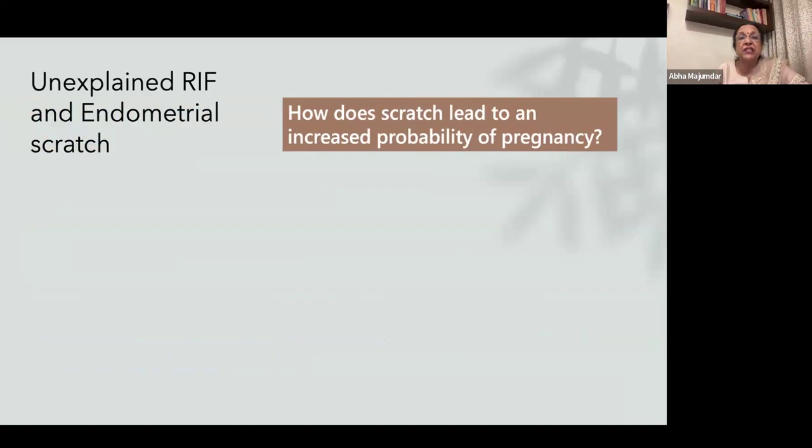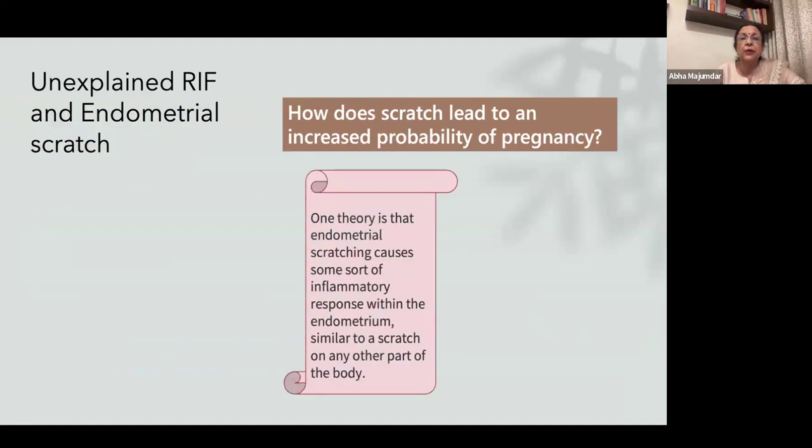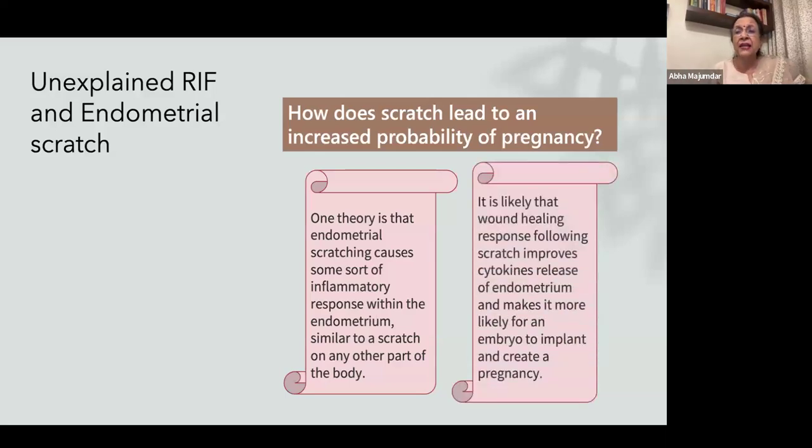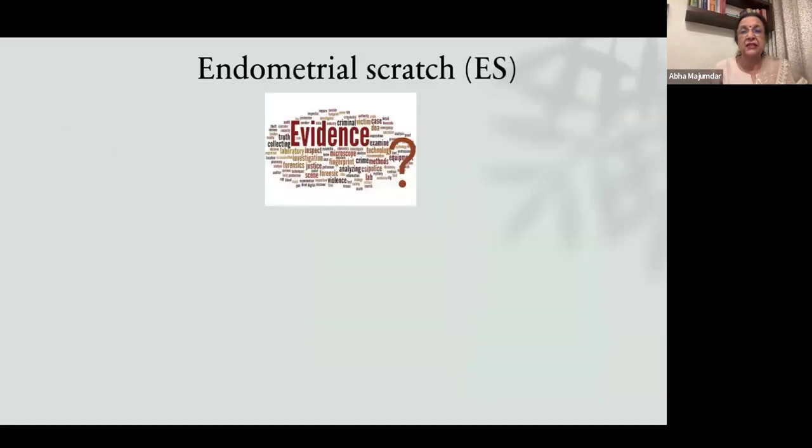So how does scratch lead to increased probability of pregnancy? One theory is that endometrial scratching causes some sort of inflammatory response. You scratch your skin on the arm and you will find a red inflammatory line which forms. It is likely that the wound healing response following scratch improves cytokine release of the endometrium and makes it more likely for the embryo to implant and create a pregnancy.